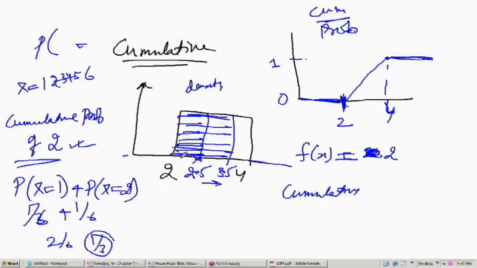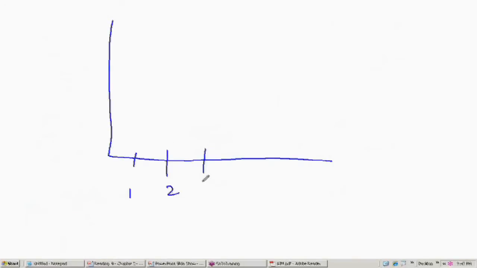In case of continuous, the cumulative probability is the probability of numbers coming up till that point. So this is the diagram for cumulative probability. For the throw of a die, what you have is 1, 2, 3, 4, 5, 6. What is the cumulative probability of 1? It will be 1 by 6. What is the cumulative probability of 2? 2 by 6. Cumulative probability of 3? 3 by 6.